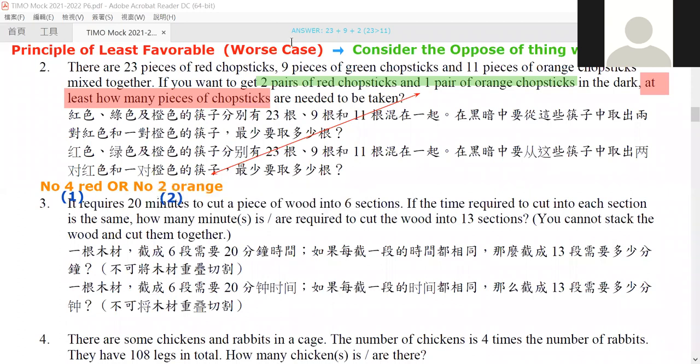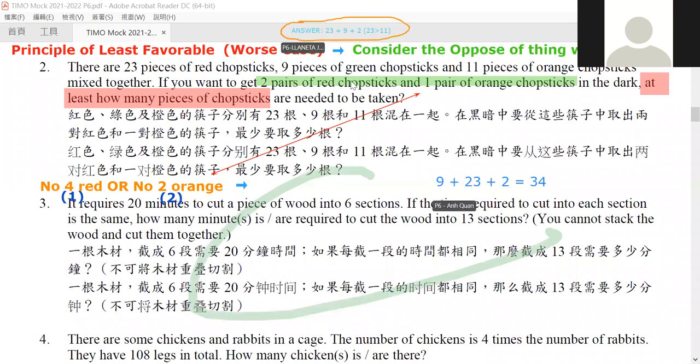Now let's consider. Now, excuse me, could you please stop drawing on the screen?